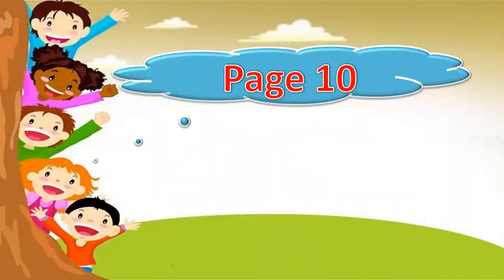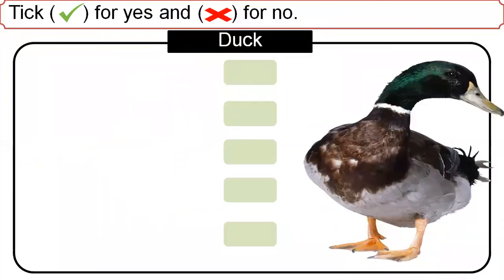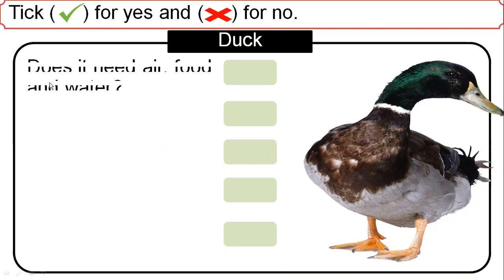Let's open your book on page 10 and let's answer your activity book. Please get your pencil and write the answer on your book. What is this? This is a duck. Tick for yes and X for no. Compare living and non-living things. Does it need air, food, and water?